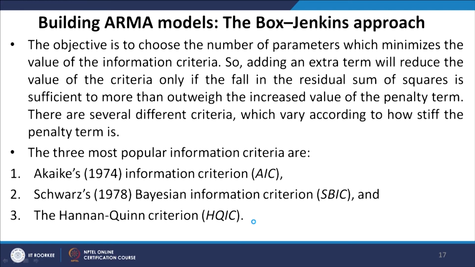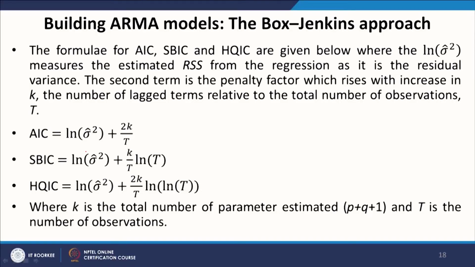There are several different criteria which vary according to how stiff the penalty term is. The RSS component remains roughly the same. What varies across different criteria is basically the penalty term. Now, the 3 most popular information criteria are, first of all, Akaike's information criterion, suggested in 1974, the Schwarz-Bayesian information criterion, SBIC, and finally, the Hannan-Quinn criterion, HQIC. These 3 I am going to discuss here very briefly.